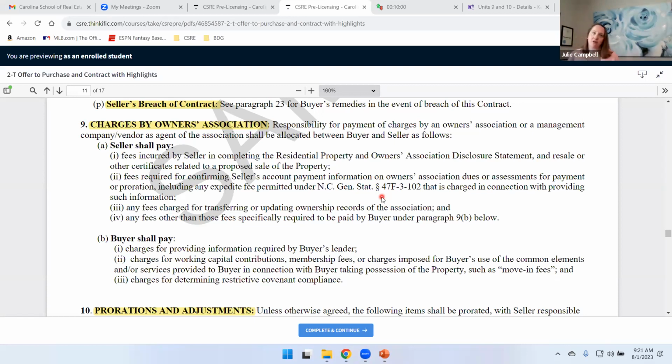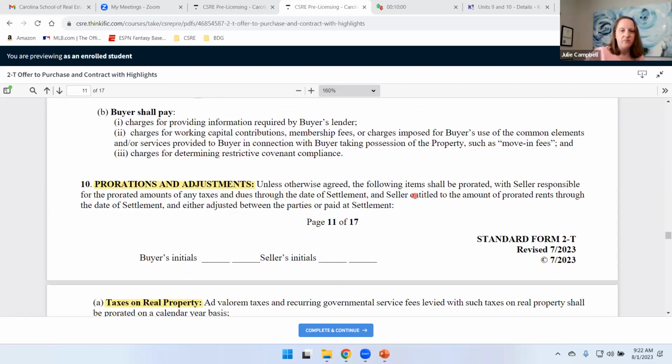Understand every single HOA is different. So the HOA may have a requirement that the seller pay it. They may have a requirement that the buyer pay it. They may have a requirement that they don't care who pays it, just as long as they get paid. So this is just spelling out things that typically may be the responsibility of the buyer and the seller. Understanding that, again, everything's negotiable, and also understanding that the HOA may have their own regulations.